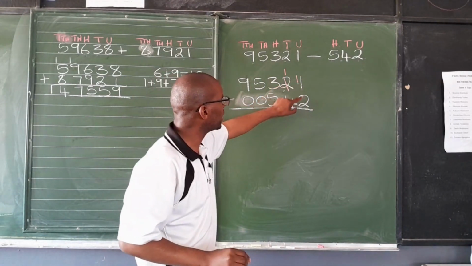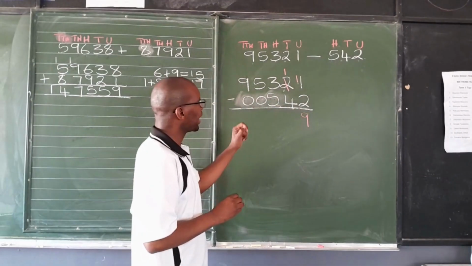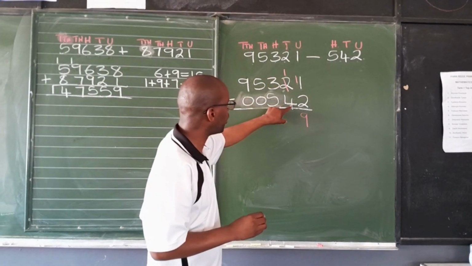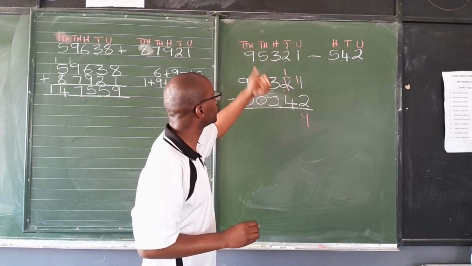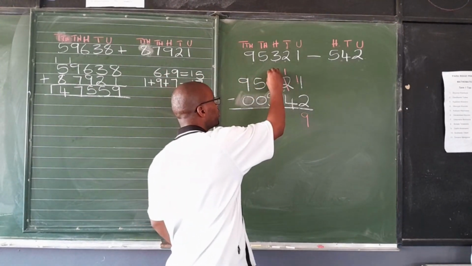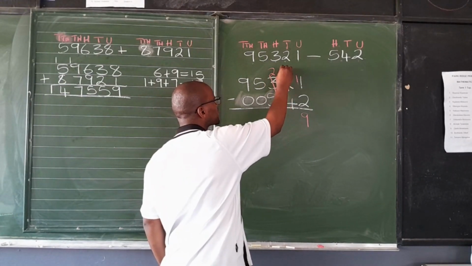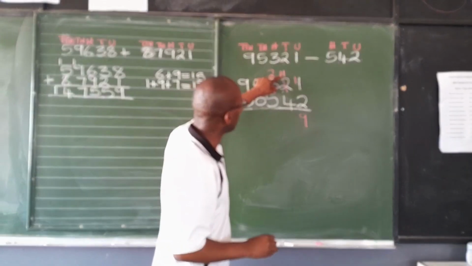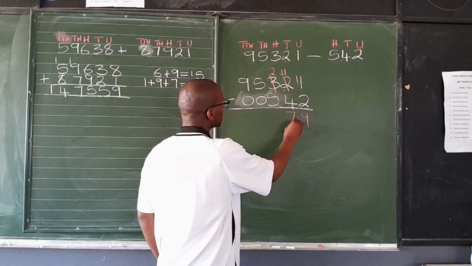So now 11 minus 2 gives us 9. Again, we need to say 1 minus 4, but we can see 1 is smaller than 4, so we need to go next door again and we need to borrow. So the 3 becomes a 2 and the 1 becomes 11. So 11 minus 4 gives us 7.